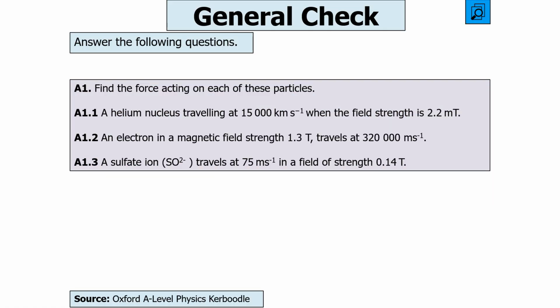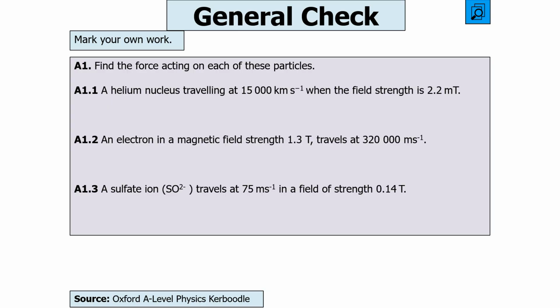The first question states, find the force acting on each of these particles. A helium nucleus travelling at 15,000 km per second when the field strength is 2.2 milliteslas. An electron in a magnetic field strength 1.3 teslas travels at 320,000 meters per second. Then a sulfate ion travels at 75 meters per second in a field of strength 0.14 teslas. Pause the video now, then unpause the video when you want to go through your answer.